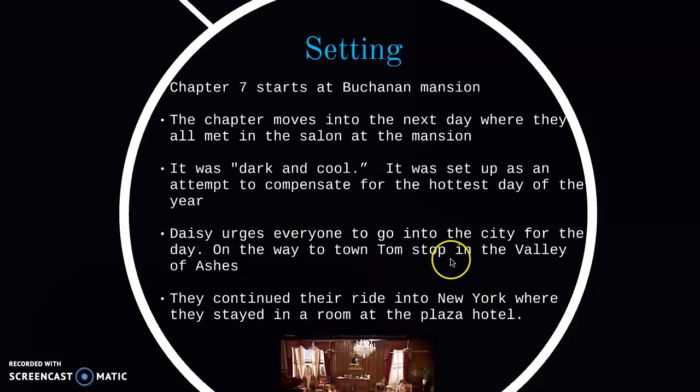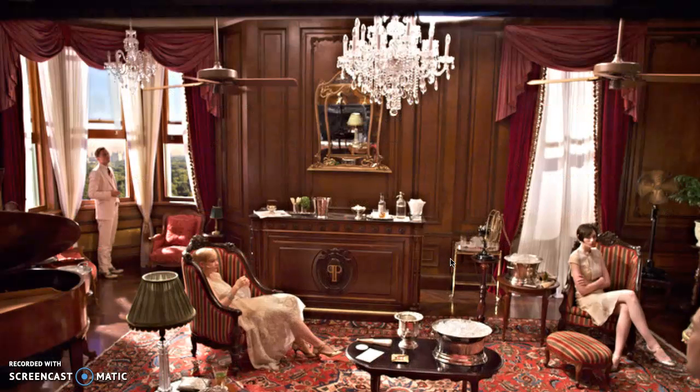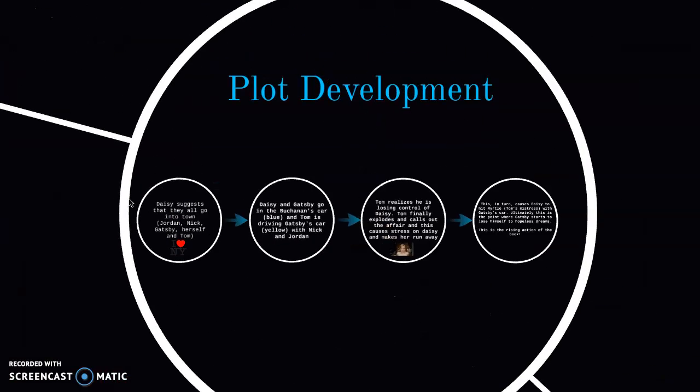This is a bit interesting because Tom is driving Gatsby's car into town, but then on the way back, they end up switching cars. But Wilson and Myrtle see Tom in Gatsby's car, which is important for some subsequent events. So these images from the film just kind of help us to understand the setting a little bit. So you have Nick, Jordan, Daisy, Gatsby, and then we'll see Tom in a minute.